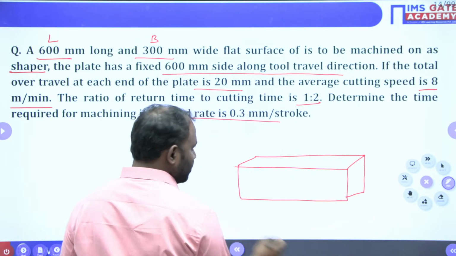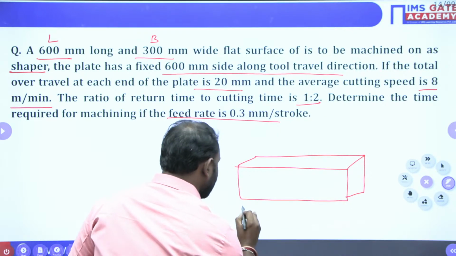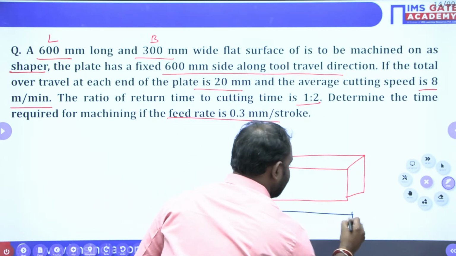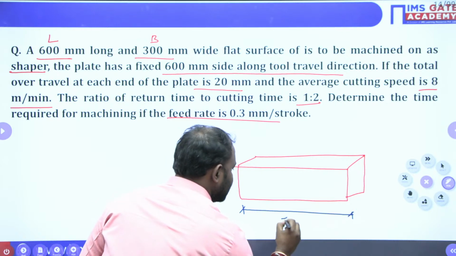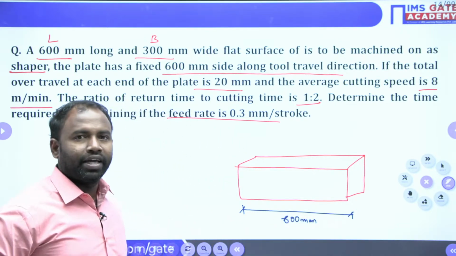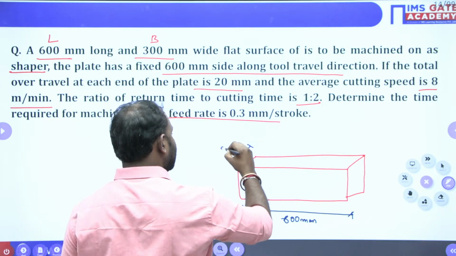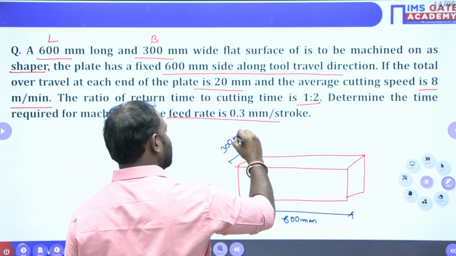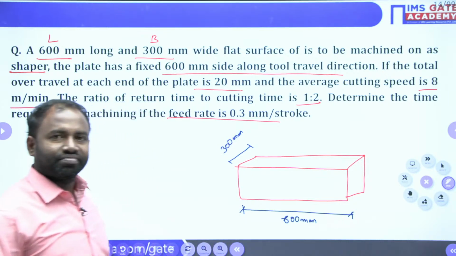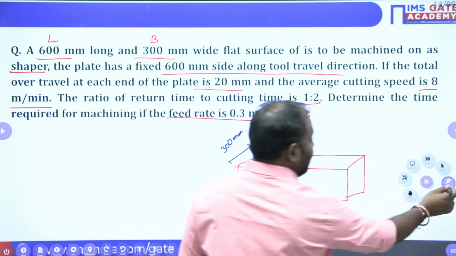Here is the length of the job, which is 600 mm. Now the width of the workpiece is 300 mm. Right. Now what they said: the tool is going to travel in the length direction.